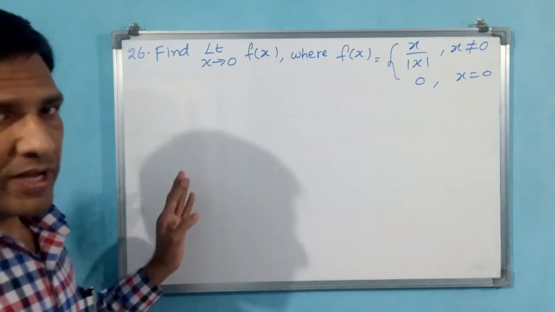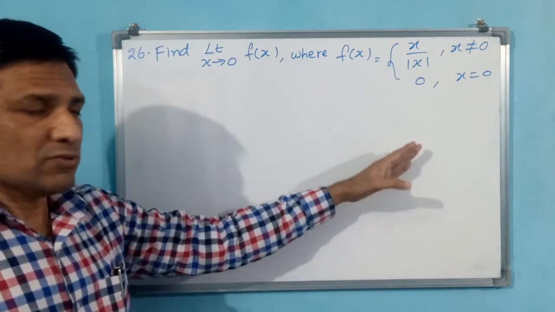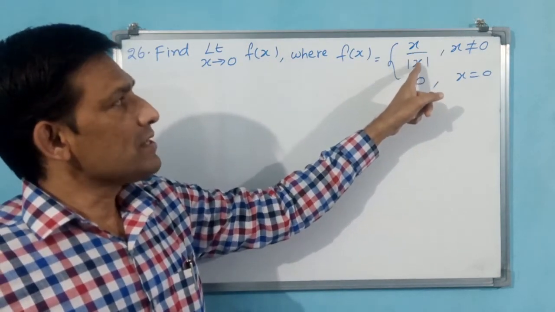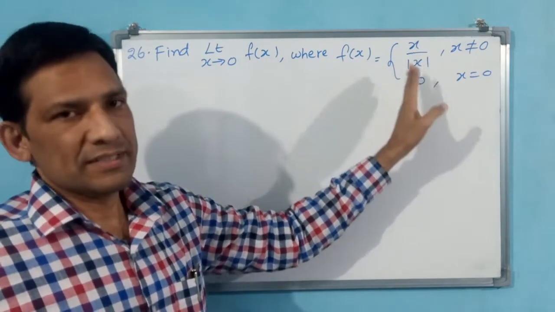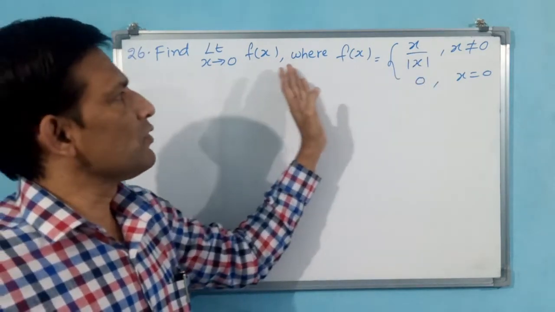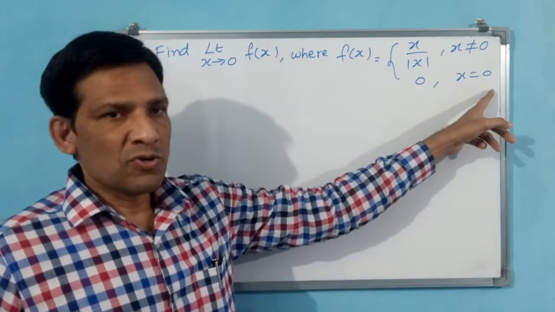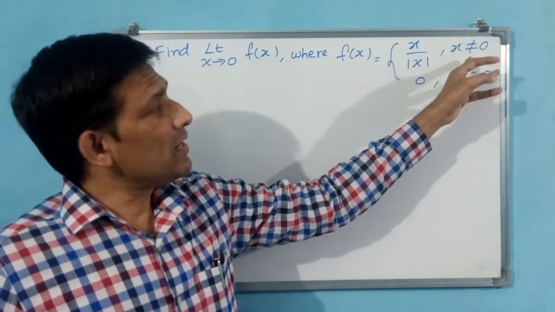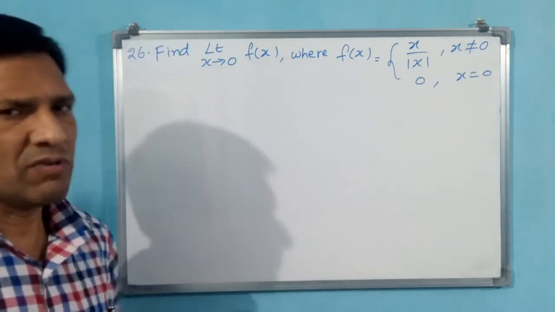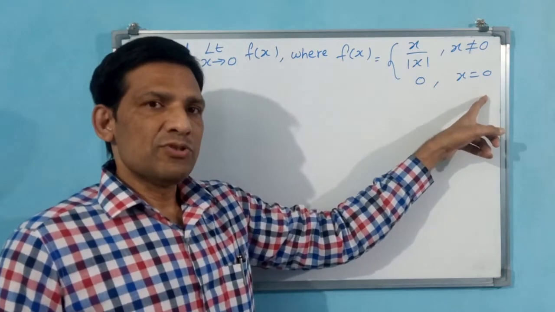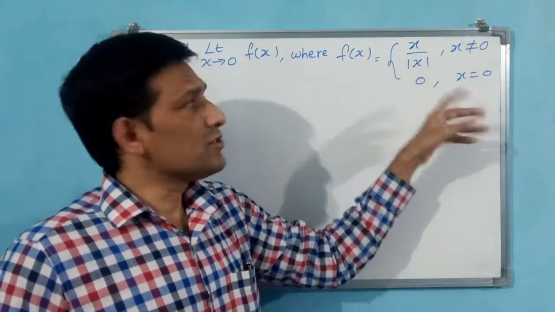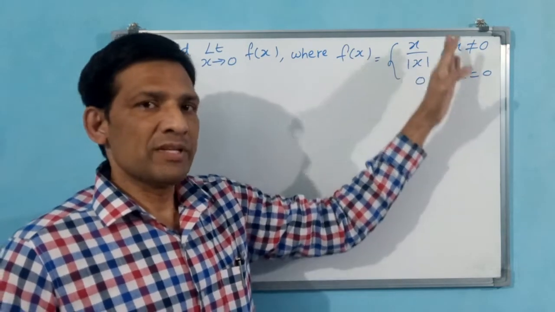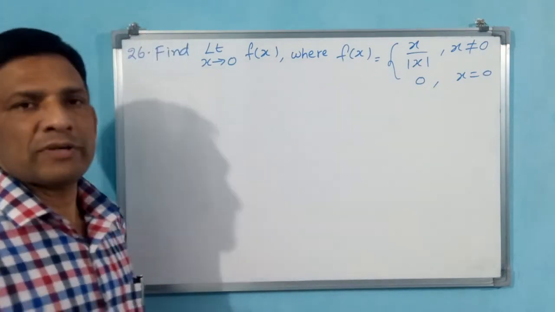26th question. You might have seen the 25th and 26th questions are the same, but in the 25th, modulus x by x was there. Here x by modulus x is there. The same limit, x tends to 0, f of x you have to find, and at 0 the value is 0. At greater than 0 or less than 0, you see what this means. This is piecewise. When x is equal to 0, it is 0. When x is less than 0, then x by modulus x. When x is greater than 0, x by modulus x. That means this is a piecewise function.